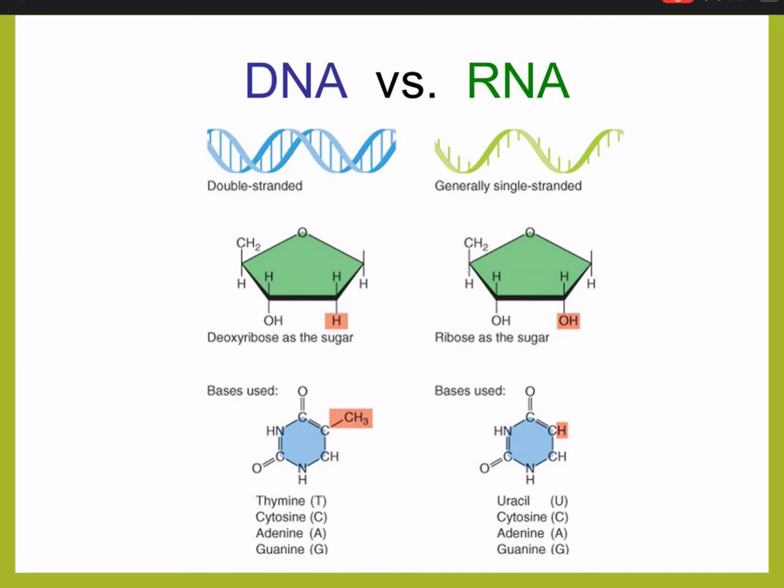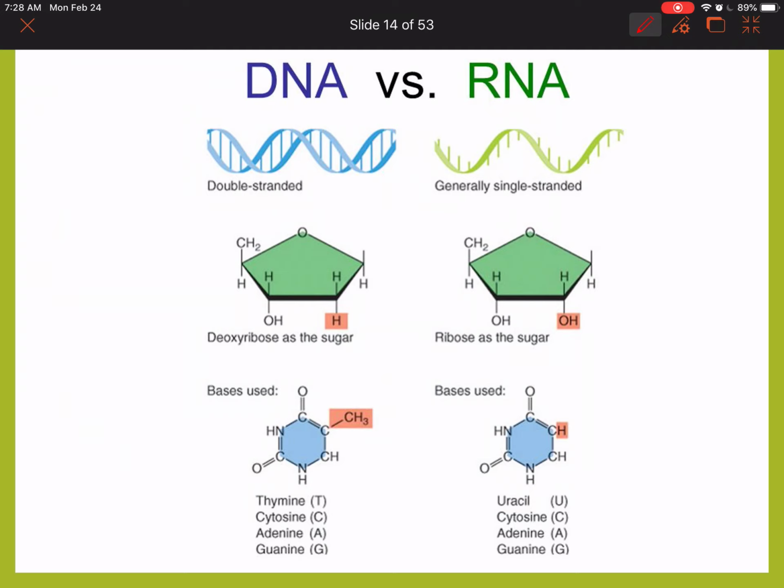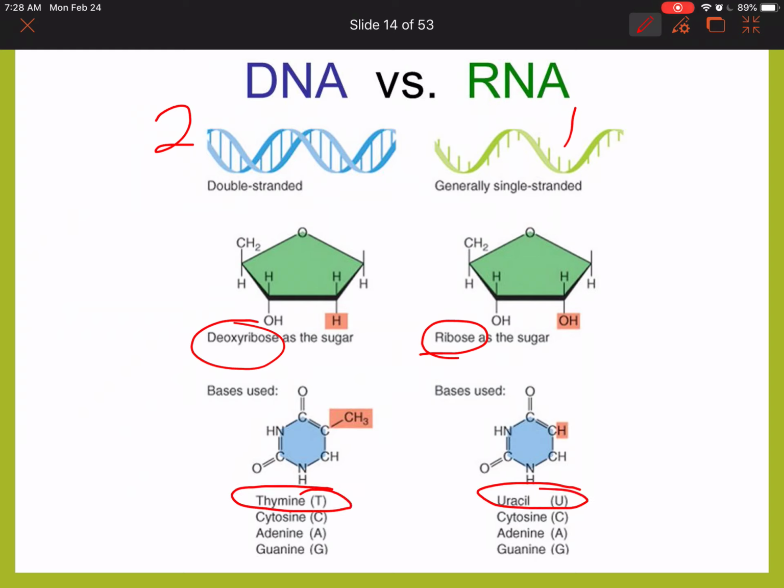Okay, so that's the 3 differences. This figure sums them up. Strands, 1 versus 2. Ribose versus deoxyribose. Thymine versus uracil. Memorize, okay? You had it in your head once. It's easier to relearn something.